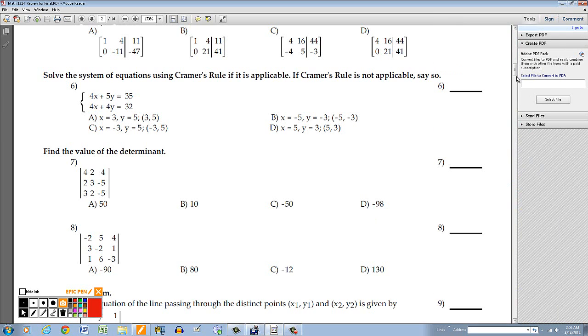You can do the same thing with number 8. Do the same thing with number 8, and you'll get D, or 130.